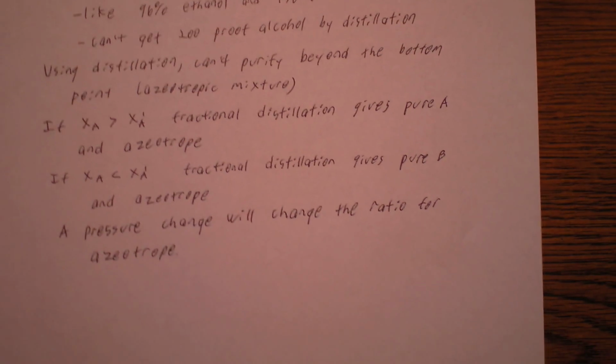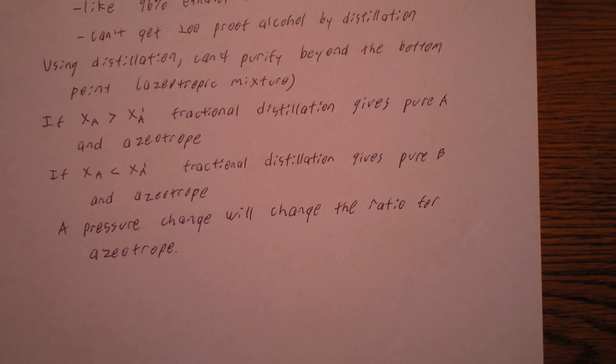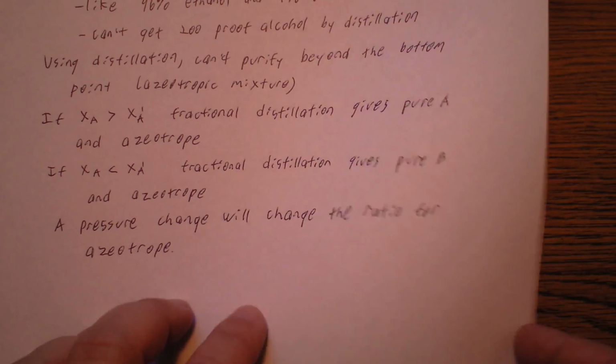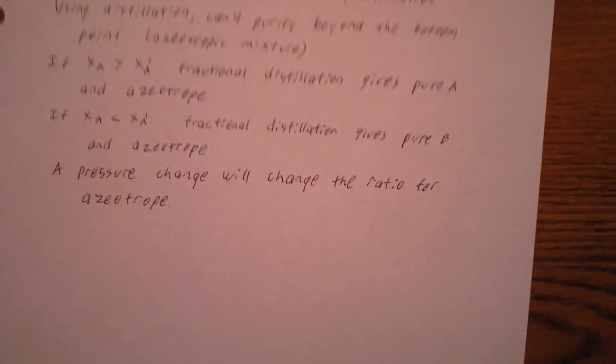But here's the good news. If you change the pressure, it'll change the ratio for the azeotrope. So you can just change the pressure if you want to move that around. That is all for Chapter 12, Section 6.